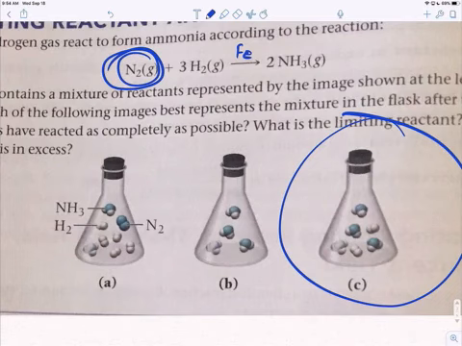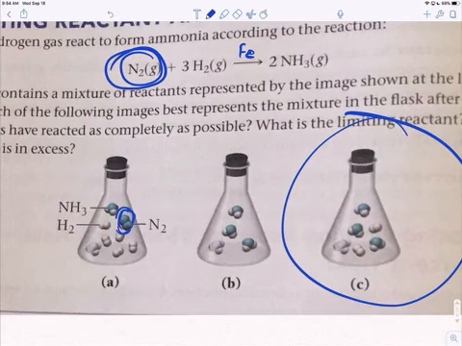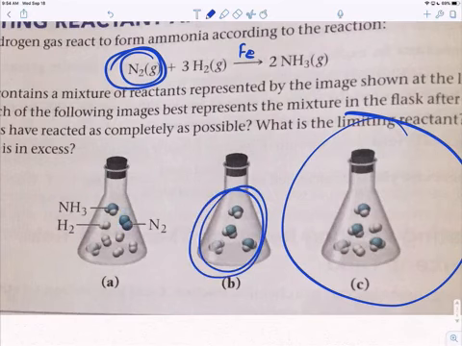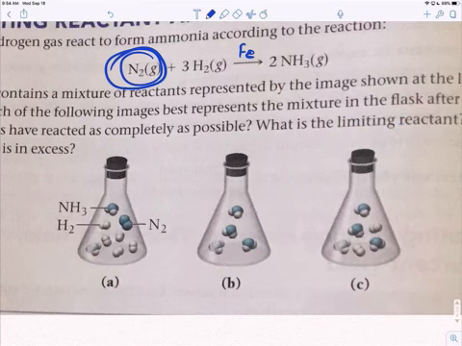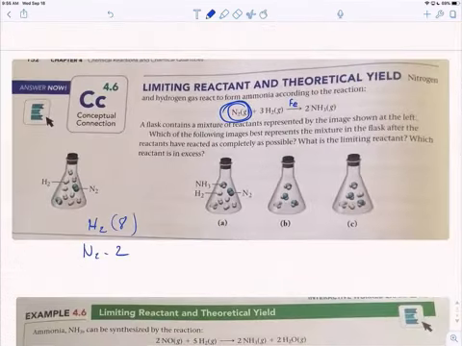So what about these other ones? Flask A hasn't been completed. The nitrogen did not react all the way, so it's an incomplete reaction. B is correct as far as products, but it doesn't account for the excess reactants. So, questions with this?